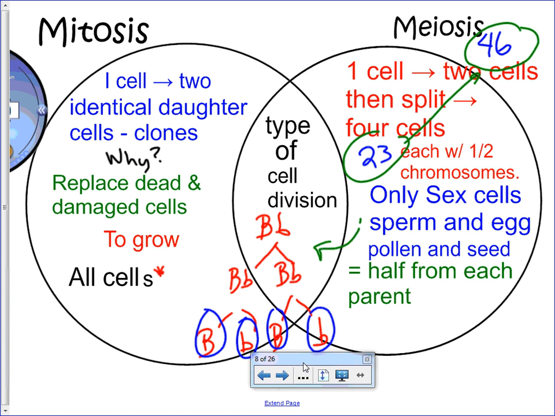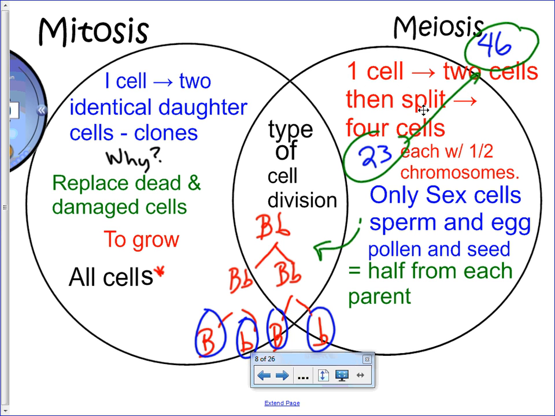Here is the Venn diagram filled out. Both mitosis and meiosis are types of cell division. And as you see here, mitosis, the definition is it's one cell that divides into two identical daughter cells, basically clones. Why do cells go through mitosis? They go through mitosis to replace dead and damaged cells, to grow, to repair cells. Nearly all cells go through mitosis. The only cells that don't really are nerve cells, which do not go through mitosis once your body is mature, but we'll talk about that later.